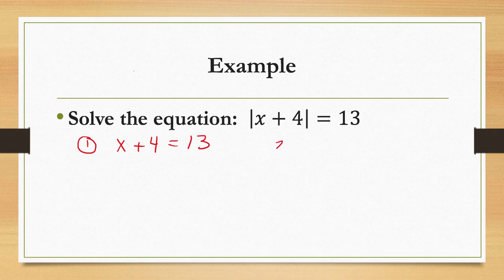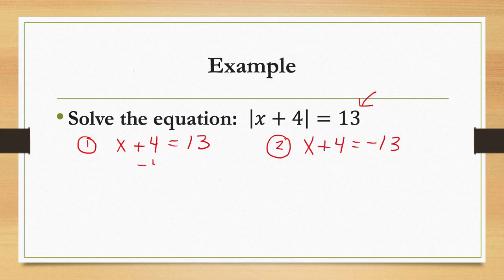The other scenario is the case where what's inside the absolute value actually equaled negative 13, but the absolute value turned it positive. To sum that up, what you're going to need to do is take your absolute value off, and set it equal to the positive number here and also the negative number there. Now we're going to solve these two equations.